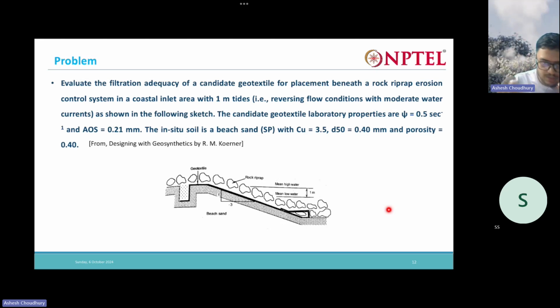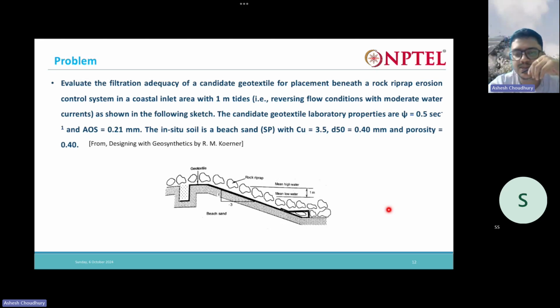So some amount of the impact will be reduced by this rock riprap, and the filter which is there is further going to prevent the loss of the soil particles from that place, right? It is going to allow the water to drain out, but it is going to prevent the soil particles from passing. So this is a coastal system.